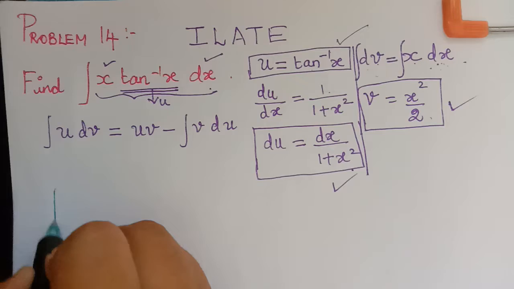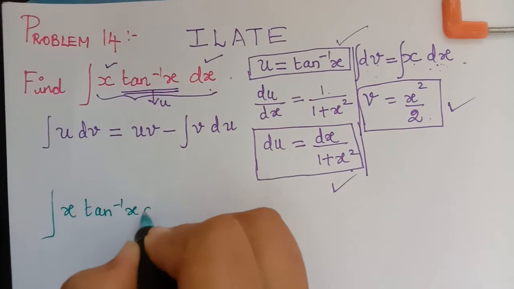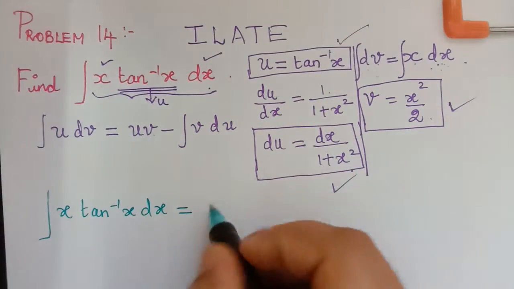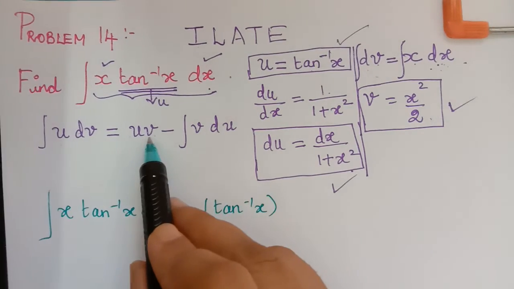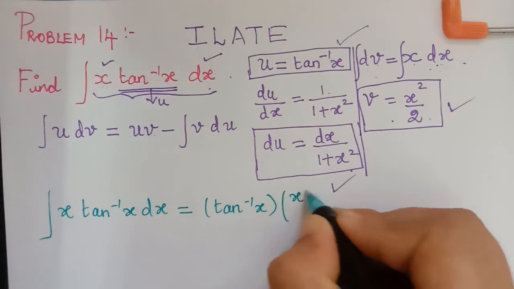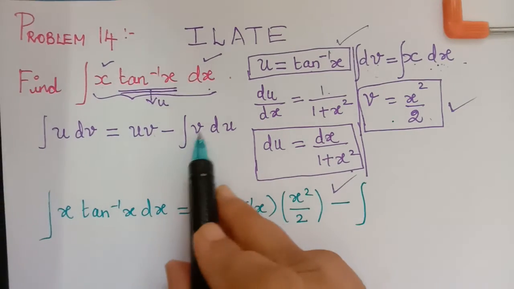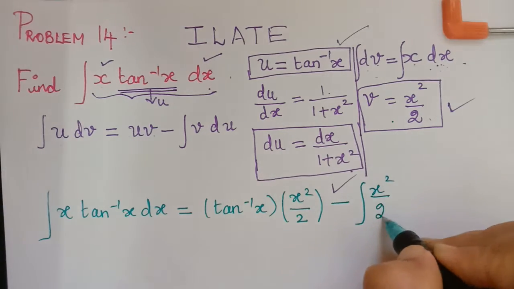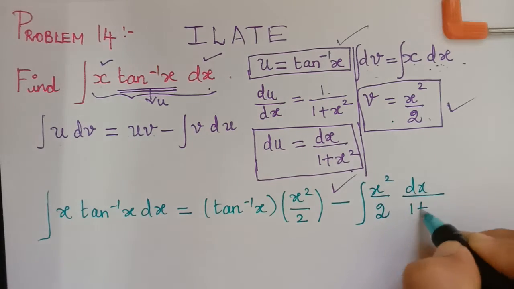So therefore integral the given question x tan inverse of x dx is equal to uv. What is u? tan inverse of x. So we will write that. So tan inverse of x multiplied with v. What is v? v is x squared by 2. So multiply that, x squared by 2, minus integral v du. What is v? x squared by 2. And du is dx by 1 plus x square.